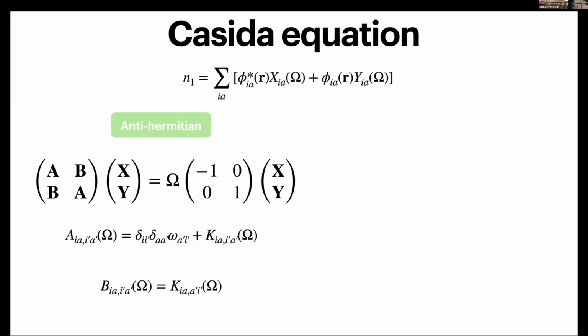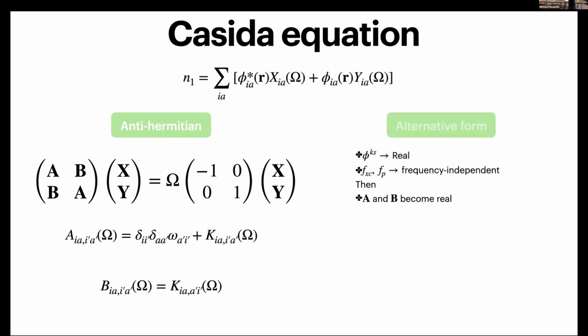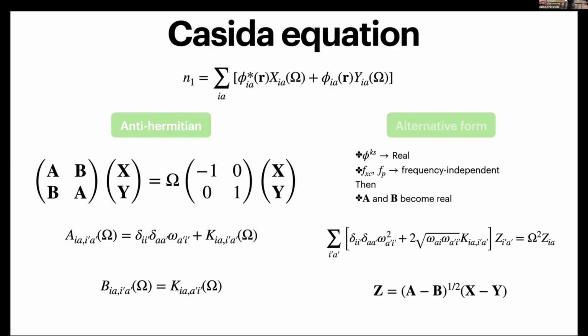There is another way to reformulate the Casida equation by setting the wave functions to be real, and the exchange correlation kernel and the Pauli kernel to be frequency independent. So in that case, we have A and B becoming real, and we can reformulate this Casida equation in this way, which is going to be helpful for our next discussion. So these are the frequencies of the real system. This is the coupling matrix, and these are the frequencies of the non-interacting system.